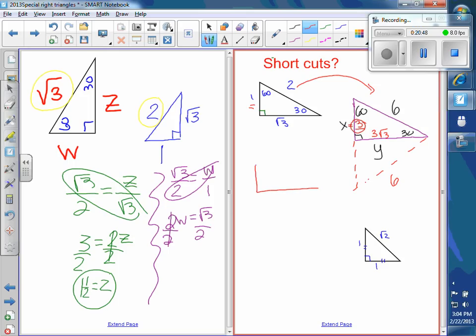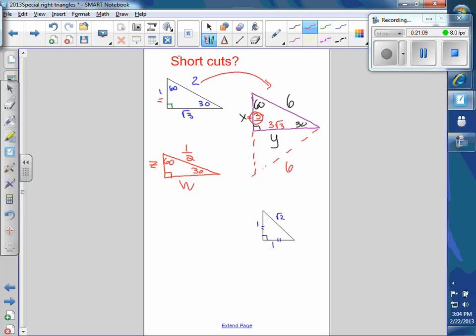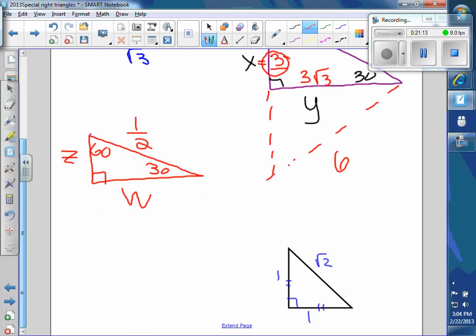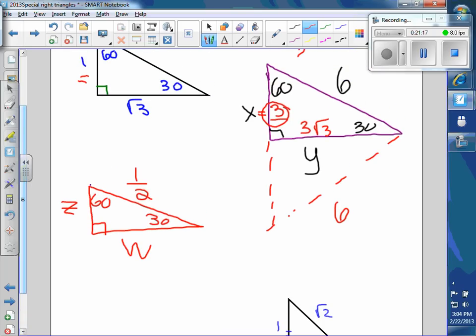But sometimes it's a little harder to see. So if I said this is 30, and this is 90, and that's 60, and this is a half, then what is Z, Connor? And what is W? 0.25 and then 0.25 times square root of 3. Okay, so what did you do? I divide the half by half, and then I know that the height is always the base times square root.